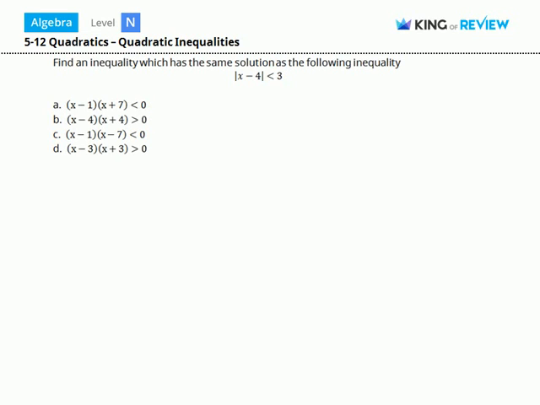Find an inequality which has the same solution as the following inequality. The absolute value of x minus 4 is less than 3. So to solve this, we're going to solve under two conditions.